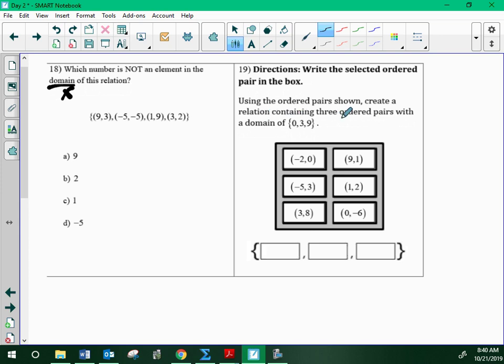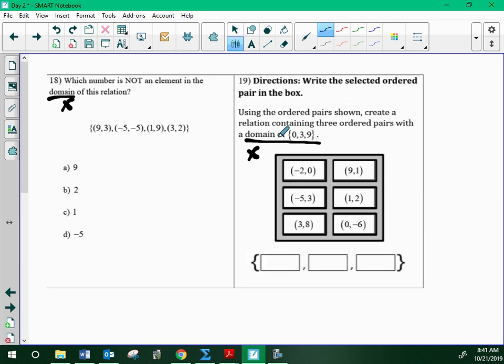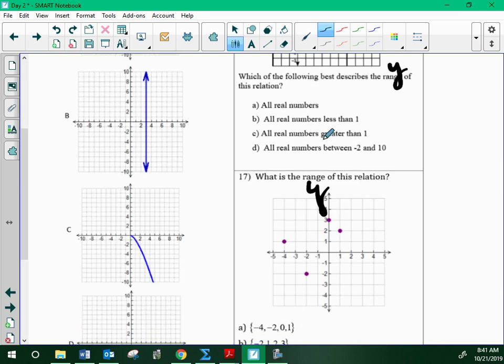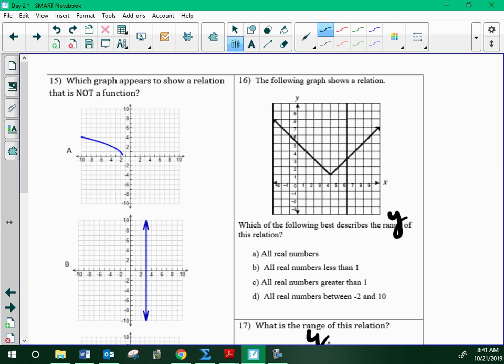Create a relation containing 3 ordered pairs with a domain of 0, 3, 9. So these are your x values. You want to pick which ones have those there. So I'd like for you to go ahead and do those 5 multiple choice problems. Again, you can work individually, you can work with someone nearby you. And we'll come back together and go over it, and then we will divide into groups. This one you don't have to really write anything, you're just choosing your answer. So I'm just going to say about 3 minutes on this.